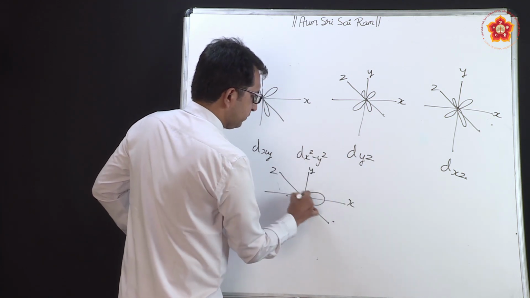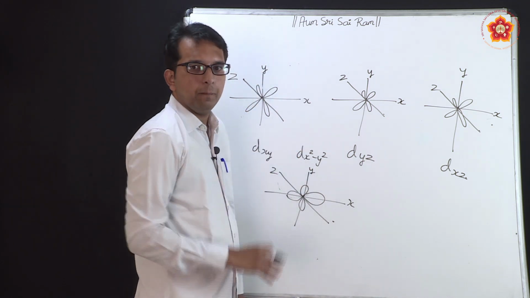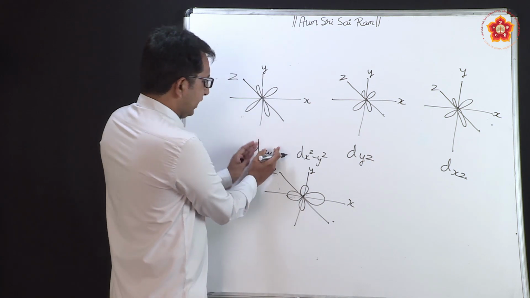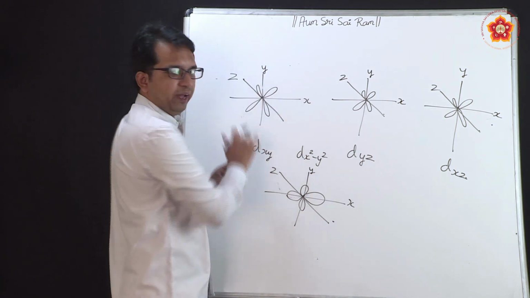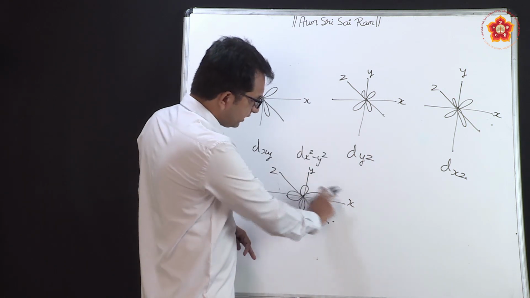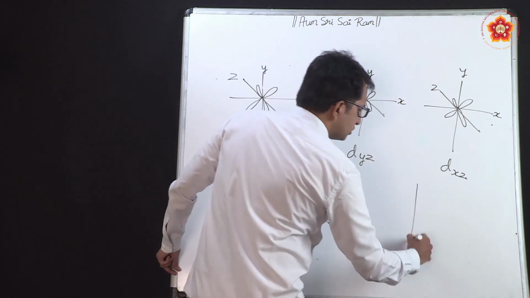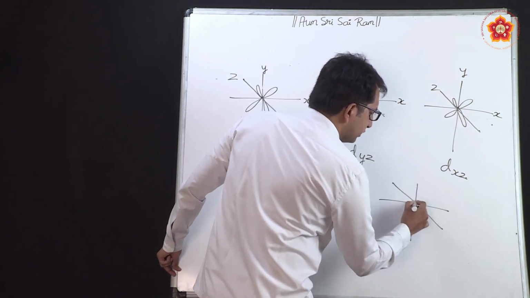It means that it is on the axis. Be clear about this. dxy means it is in between the axis, whereas dx square minus y square is on the x axis and on the y axis. What about dz square, which was the fifth orbital that was studied in this case?